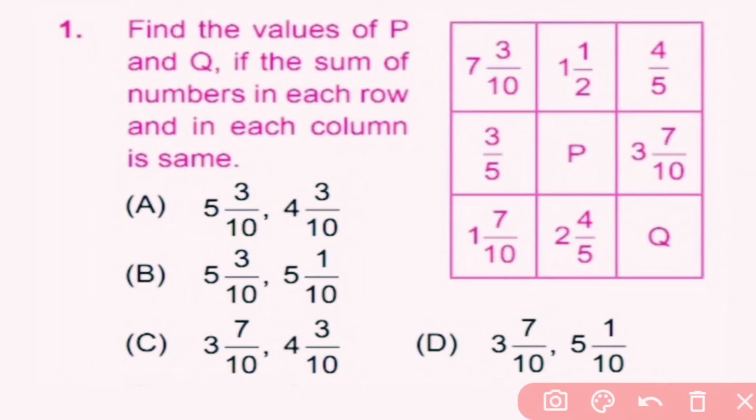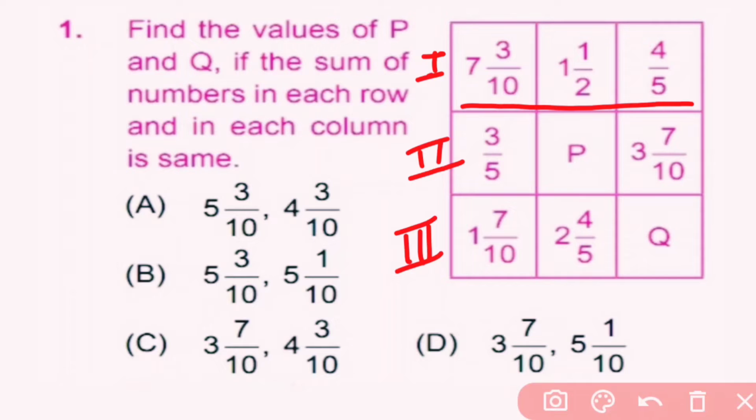Let's start with section 1, mathematical reasoning, question number 1. Find the values of P and Q if the sum of numbers in each row and in each column is the same. So here, according to the question, the sum of row 1, row 2 and row 3 is the same. So we first find the sum of row 1.